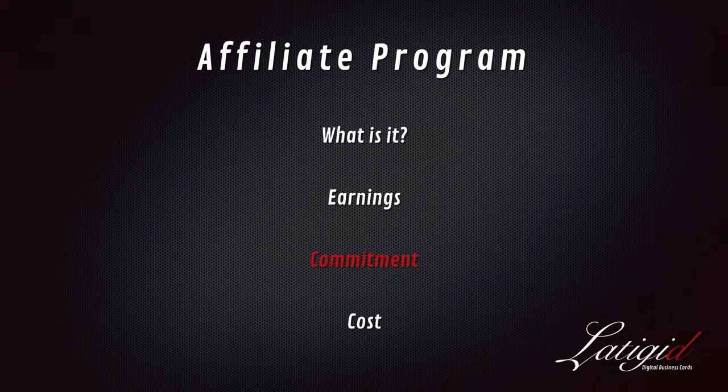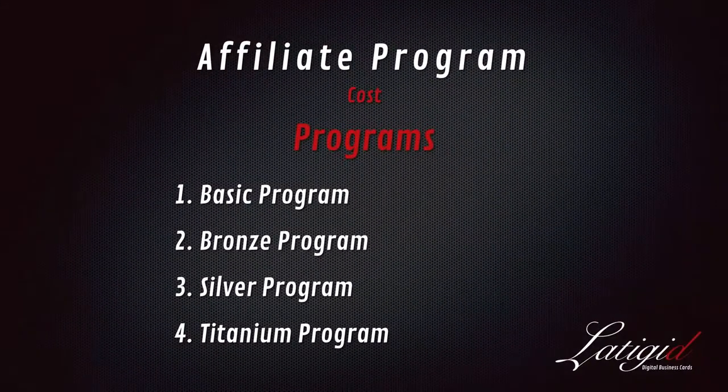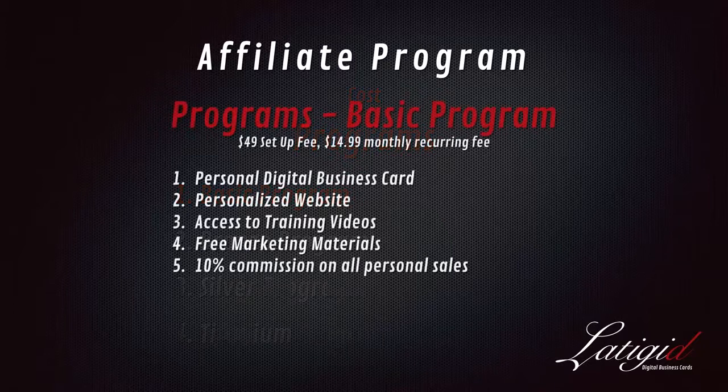So then we get to the last part. What is the cost of the affiliate program? Now we have, as I said earlier, 4 different programs: the basic program, the bronze, silver, and titanium. The basic program is our first and our least expensive program. It's a $49 setup fee, and then it costs $14.99 per month after that.